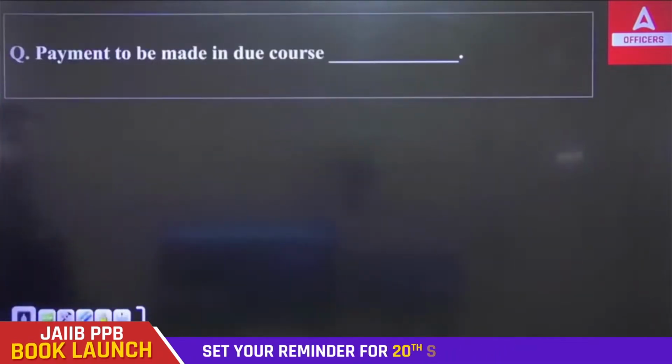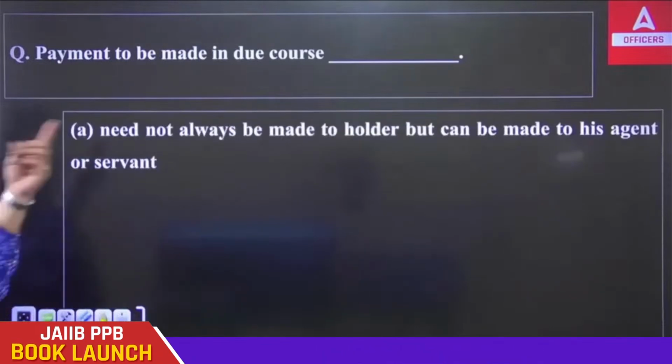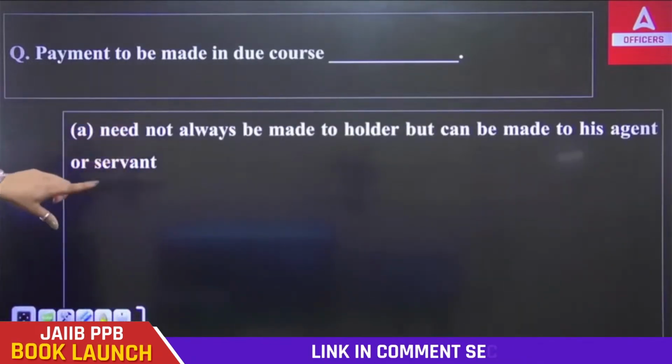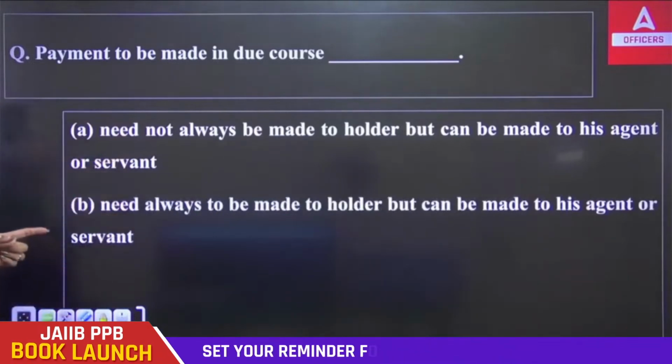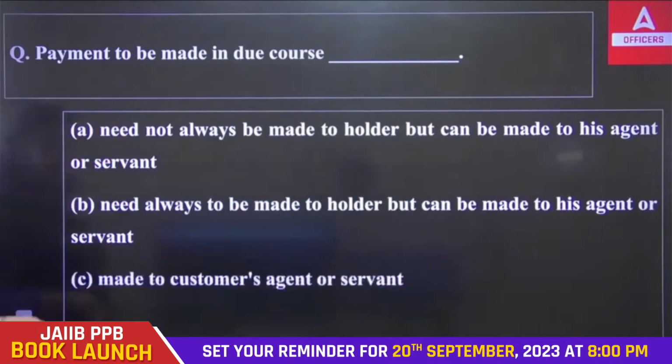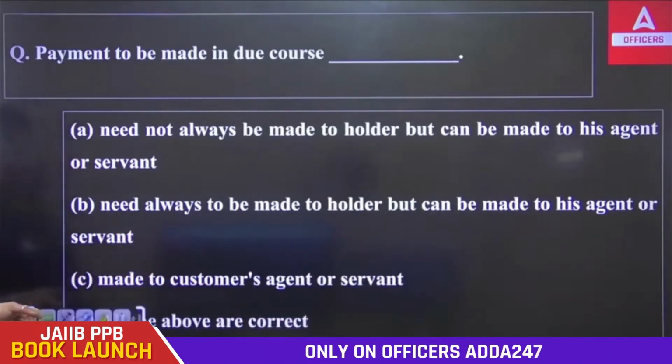Now, payment to be made in due course, dash. First, need not always be made to the holder but can be made to his agent or servant. Second, need always be made to the holder but can be made to his agent or servant. Third, made to the customer's agent or servant. Fourth, all of the above are correct.